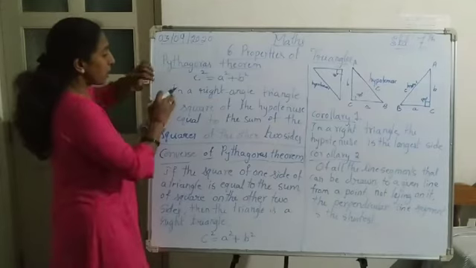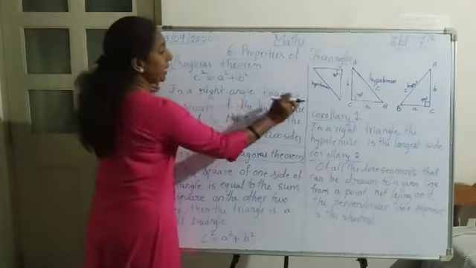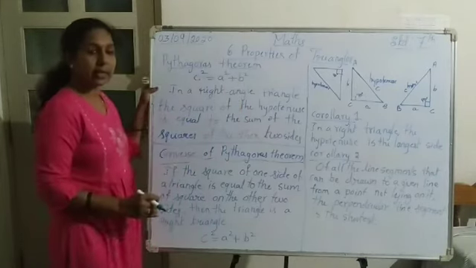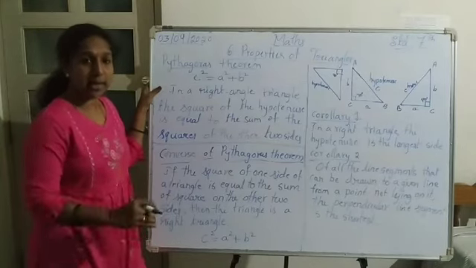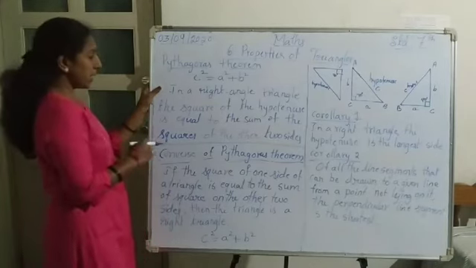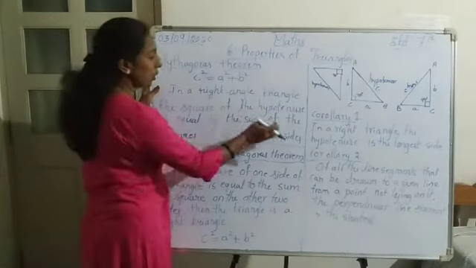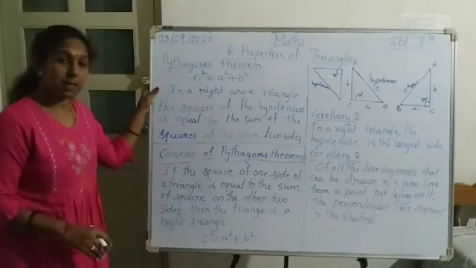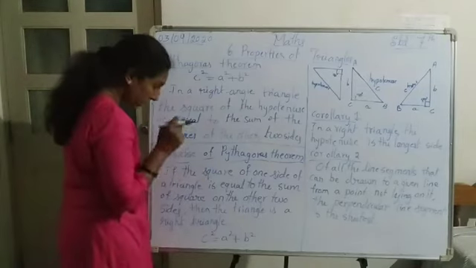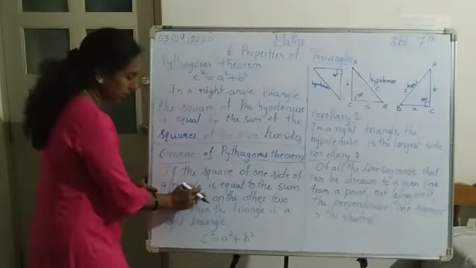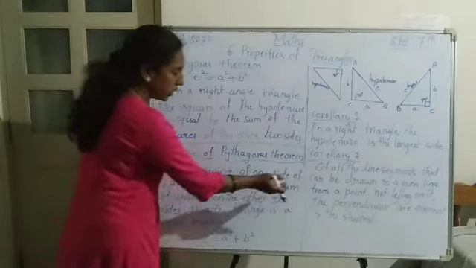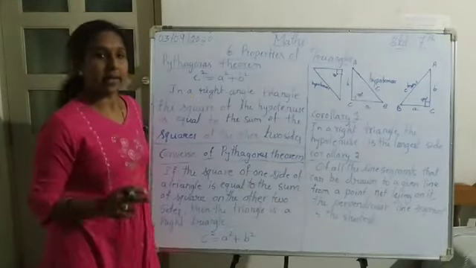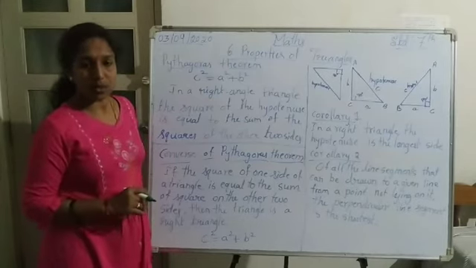See children, here we first say that it is a right angle triangle. In a right angle triangle, first we are telling that the triangle is right angled. Afterwards we say that the square of the hypotenuse is equal to the sum of the squares of the other two sides. But in the converse, first we say that if the square of one side of the triangle is equal to the sum of the squares of the other two sides, then the triangle is a right angle triangle. So that is the converse of the theorem.